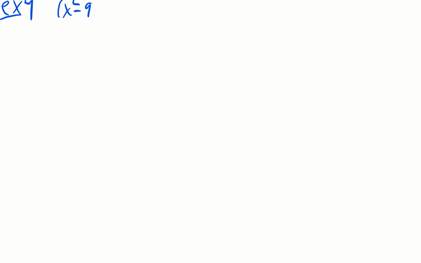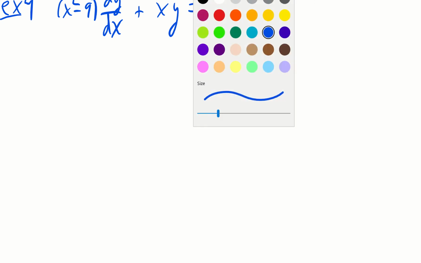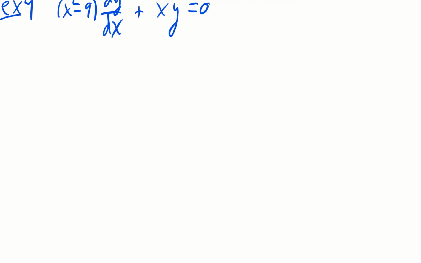Suppose we have (x squared minus 9) dy/dx plus xy equals 0. It's another first order linear ODE. We would again want to start off by getting the function in standard form. To do that, we would need to divide both sides by this coefficient of dy/dx, which is x squared minus 9.